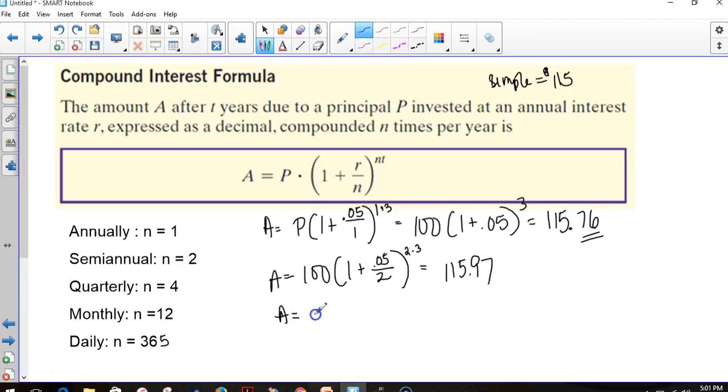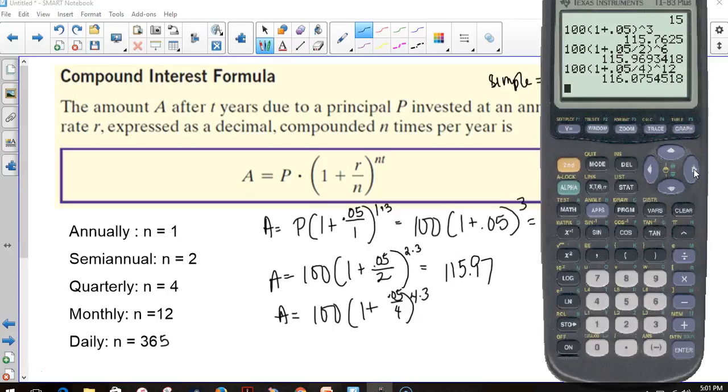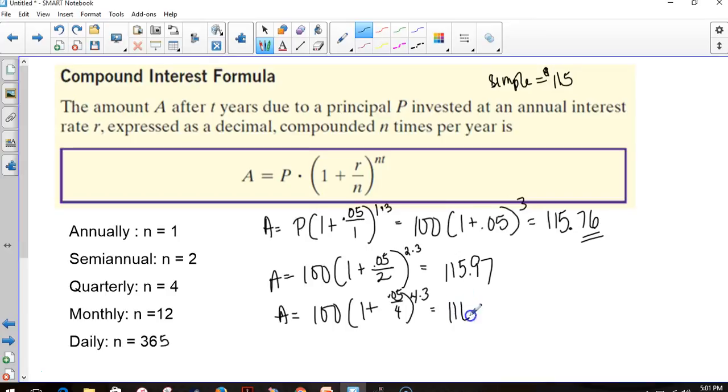What about quarterly? Change all my 2s to 4s. Second, enter. Change my 2 that's in my denominator to a 4. Instead of being raised to the 6, it's now raised to the 12. $116.08.